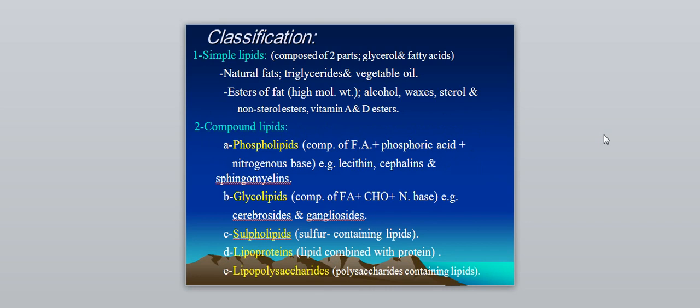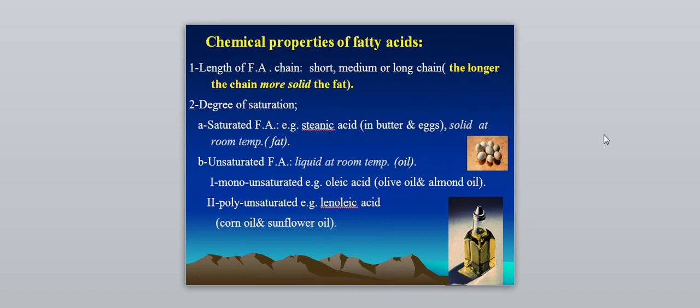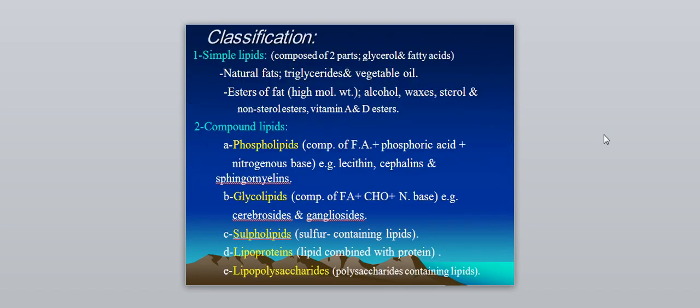Classification of lipid: we have simple lipid, compound lipid, derived lipid, and miscellaneous lipid. We will talk about the first one, which is simple lipid, composed of two parts: glycerol and fatty acid. There are natural types including triglyceride and vegetable oil, and there are synthetic ones, such as ester fat, which is of high molecular weight, including alcohol, wax, sterol, and non-sterol esters, vitamin D and A ester. So this is the simple lipid.